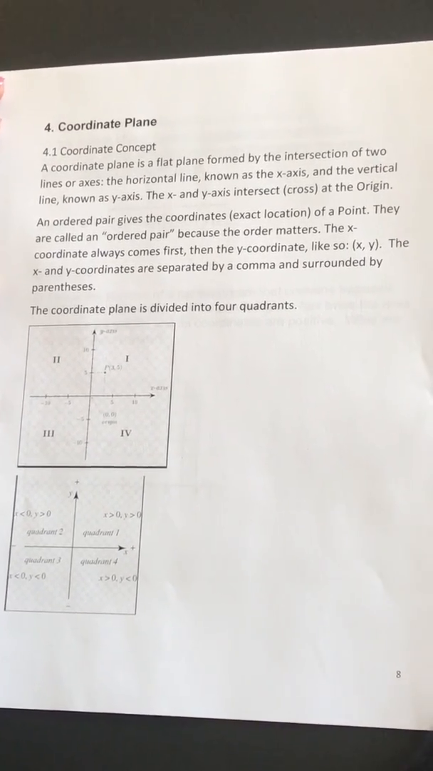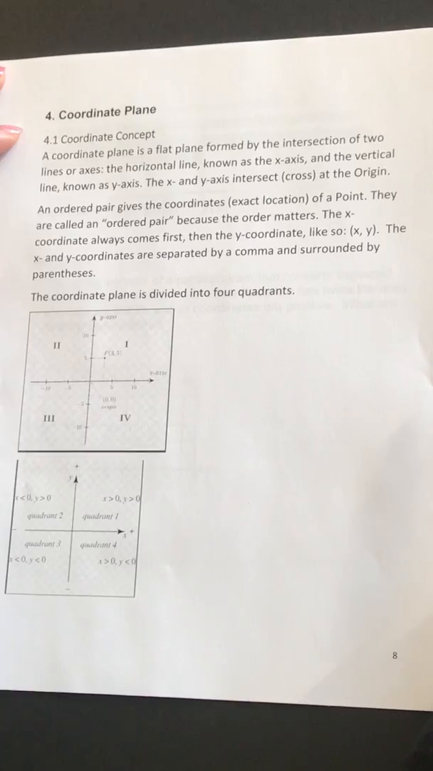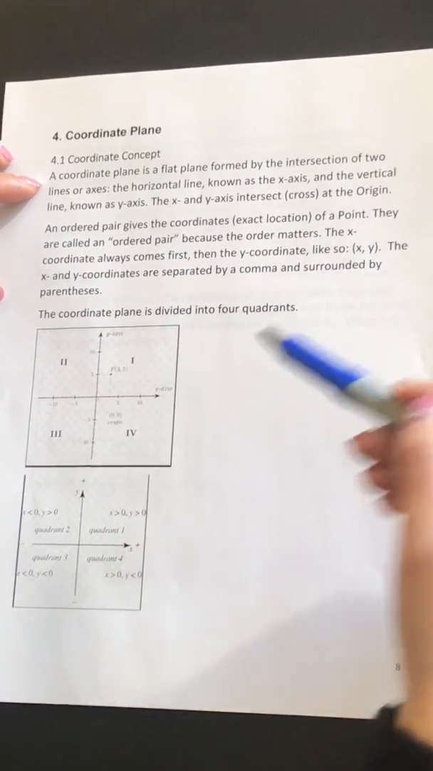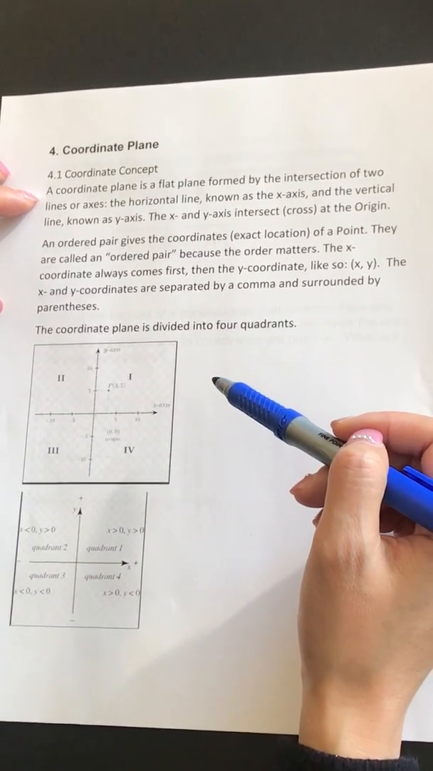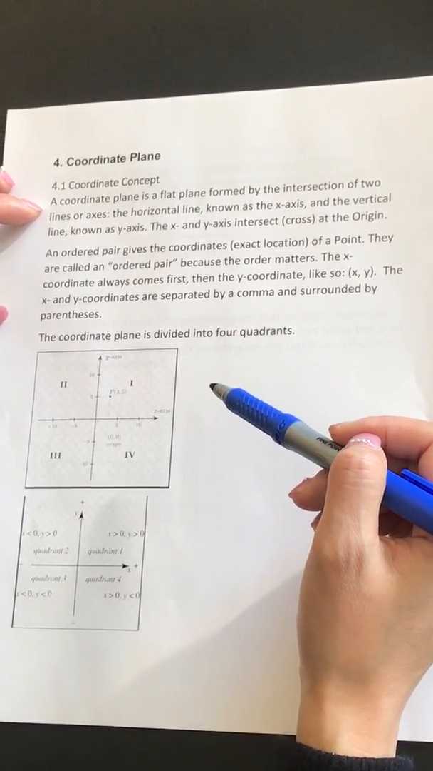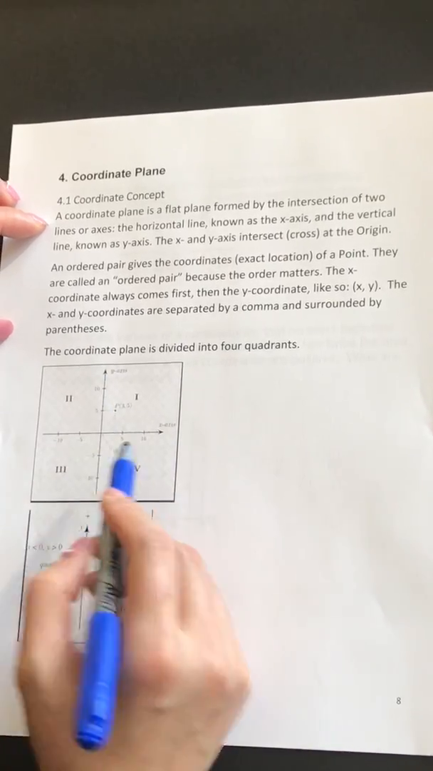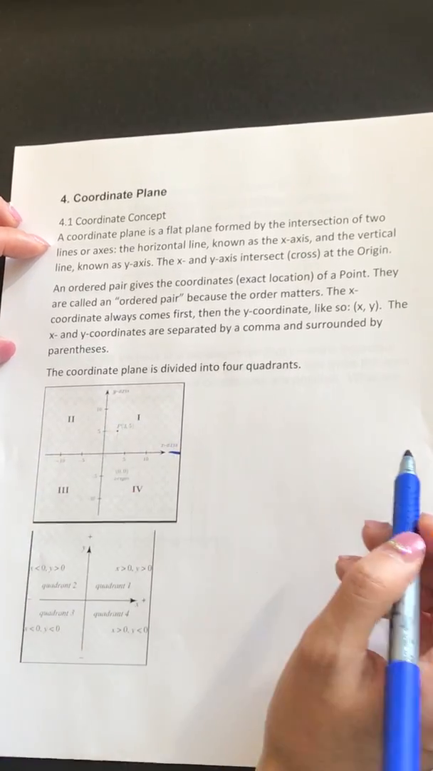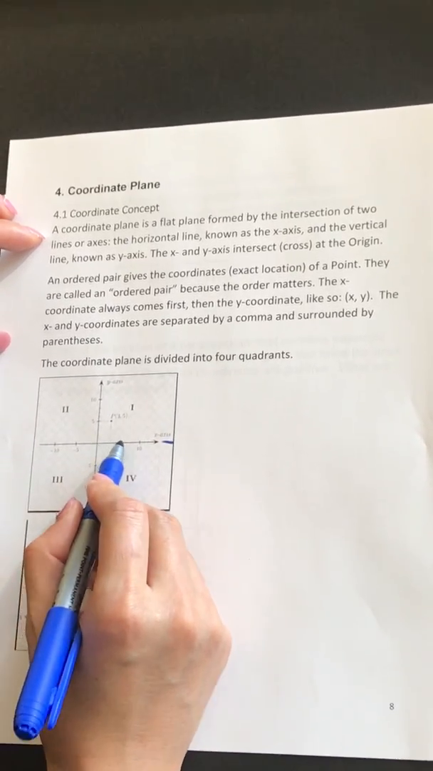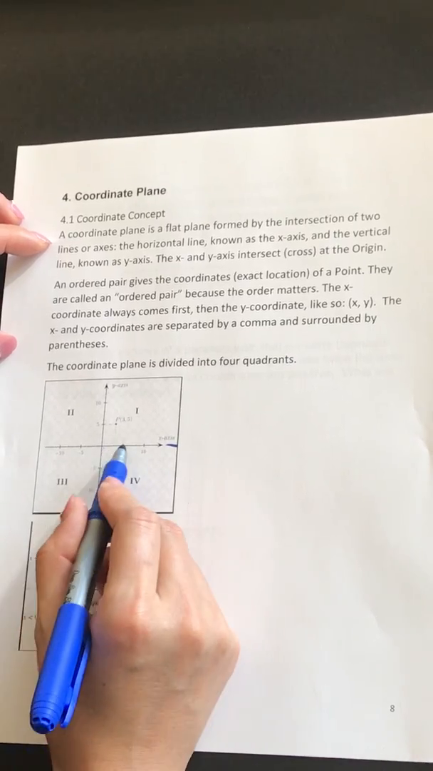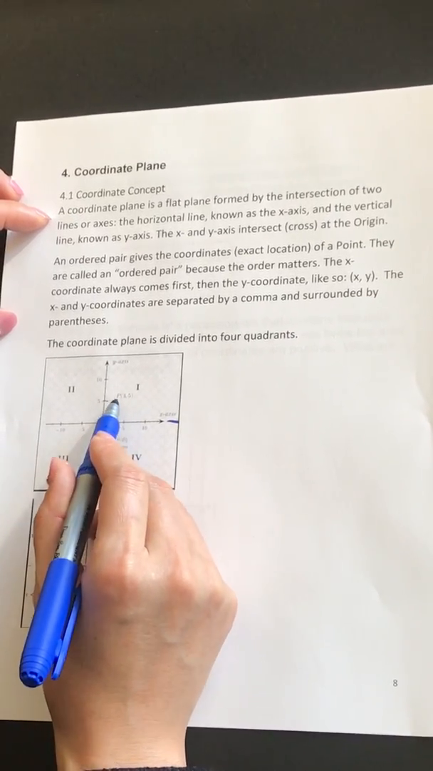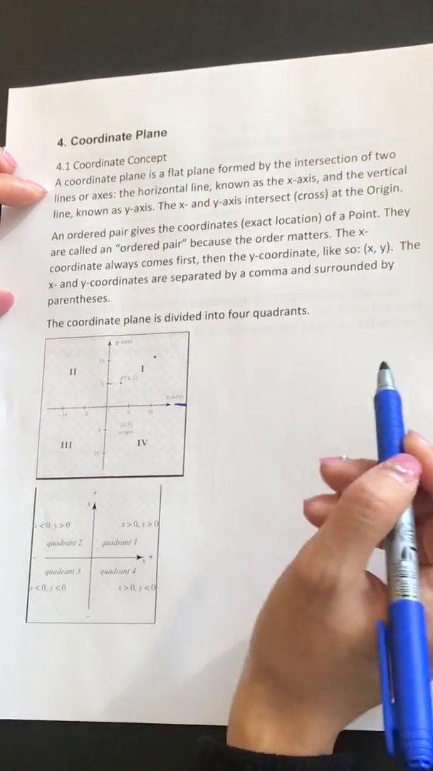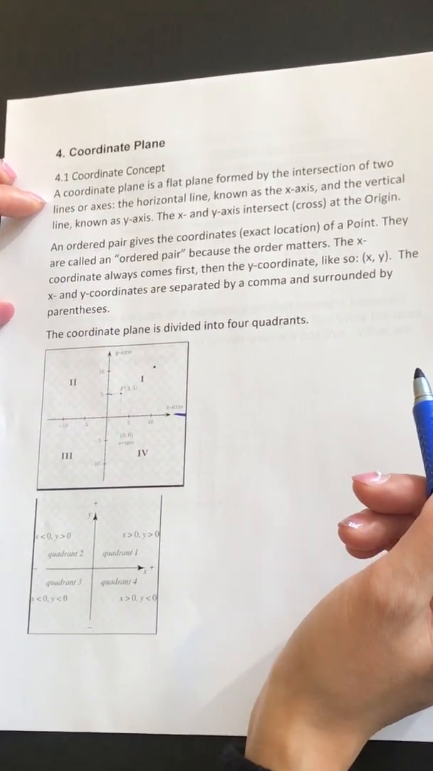Part 4, coordinate plane. Today we want to introduce this new concept about coordinates. A coordinate plane is, as shown here, a flat plane formed by the intersection of two lines, or two axes. We call the horizontal one the x-axis and the vertical one the y-axis, and we mark them with different units. This gives you the exact location. If you have a point at any place, we can give you the location of that place.